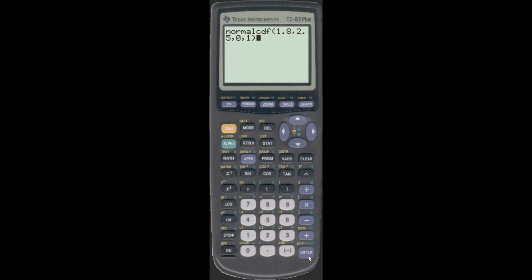Anything else? Okay. Do I just hit enter now? Yeah, just hit enter, and it should calculate the number for 1.8 to 2.5 with mu 0 and sigma 1. So hit enter and it should give you this value here. Yeah, 0.029. Yes. So if you look on number 4, you'll see that that's letter A.